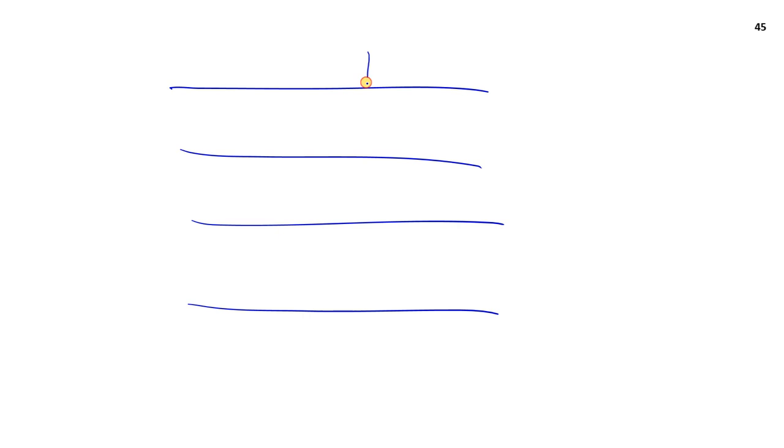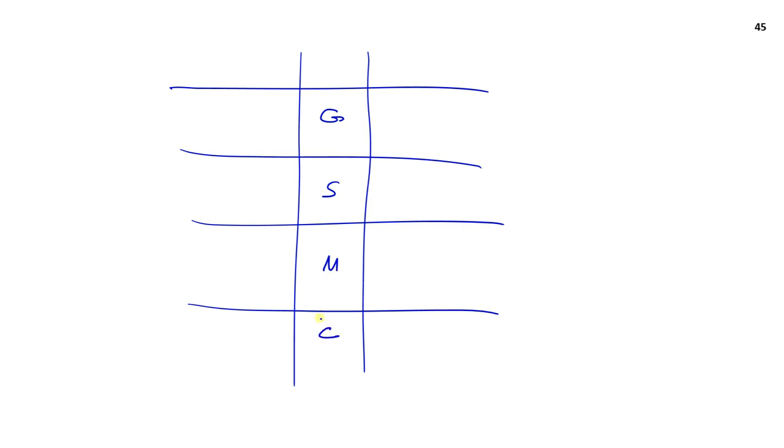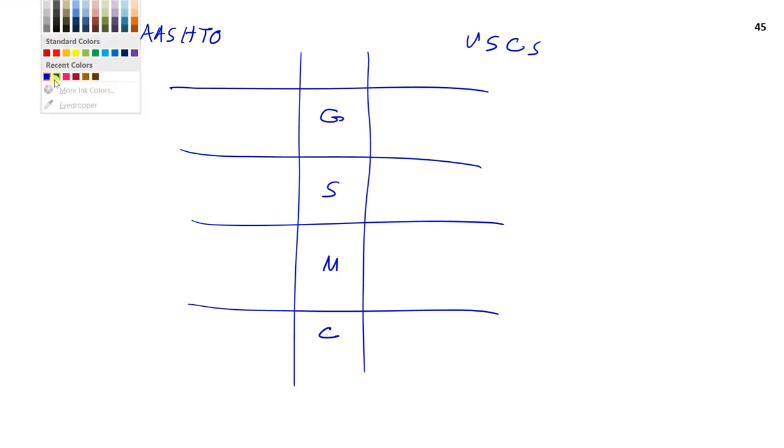On one side I'm going to write AASHTO, and on the other side I will write the unified classification system: gravel, sand, silt and clay. So here I'm going to write AASHTO, and here on the right hand side I will write unified soil classification system. Let's first look at the unified classification system.